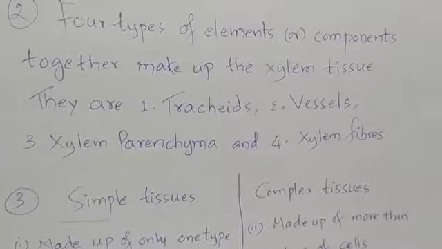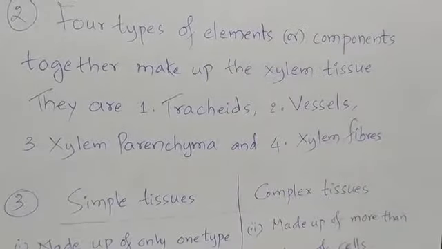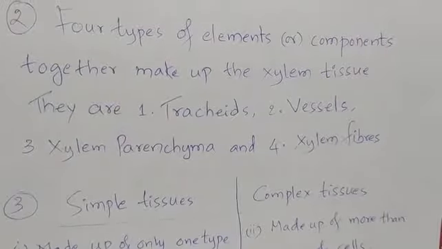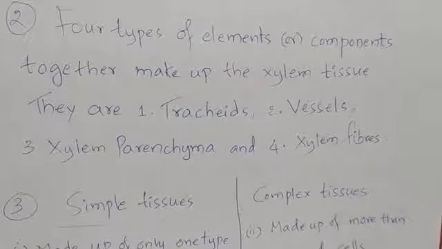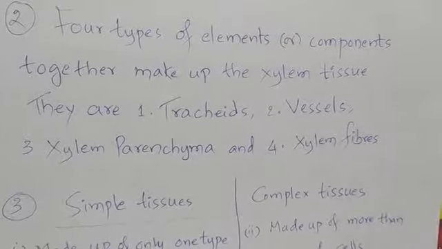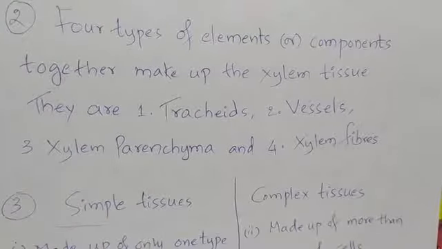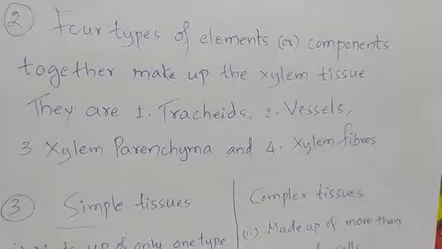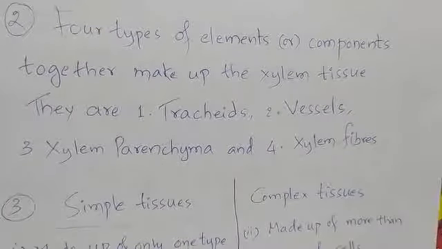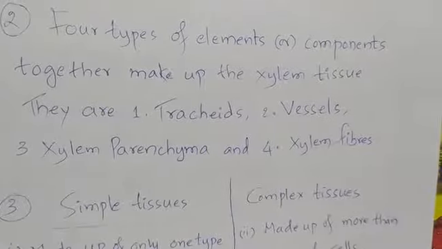Second question. How many types of elements together make up the xylem tissue? Name them. Xylem tissue is made up of 4 elements. They are tracheids, vessels, xylem parenchyma, and xylem fibers.